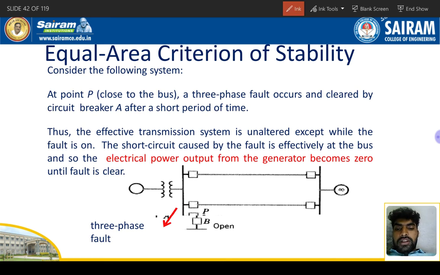Continuing with equal area criteria, there is a point P. This is a point P close to this bus. A three-phase fault occurs and is cleared by circuit breaker A after a short period of time. This one is a circuit breaker. If a three-phase fault occurs, it is cleared by the circuit breaker after a short period of time. Basically, the circuit breaker is for breaking the circuit when a fault occurs.